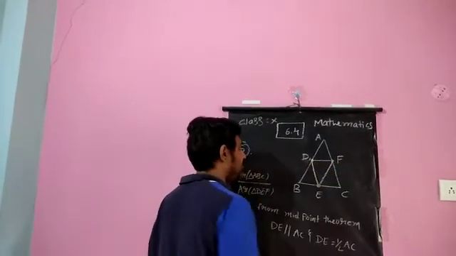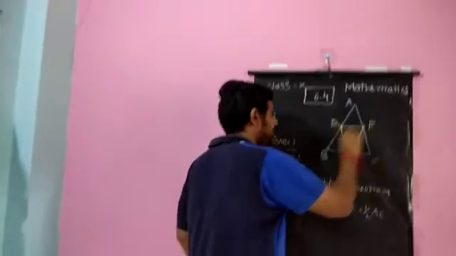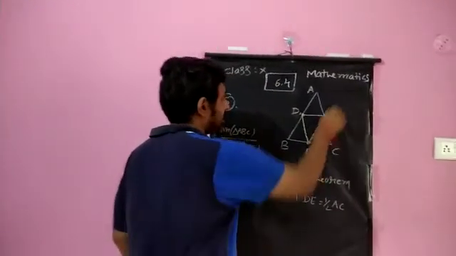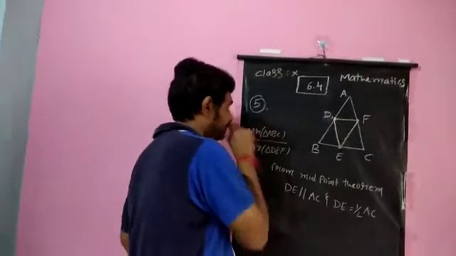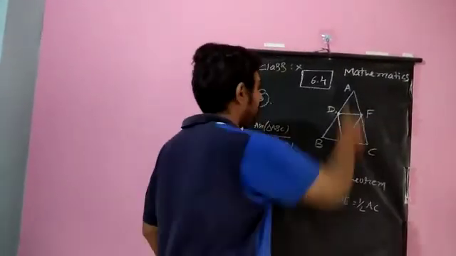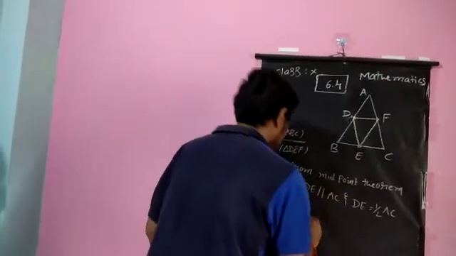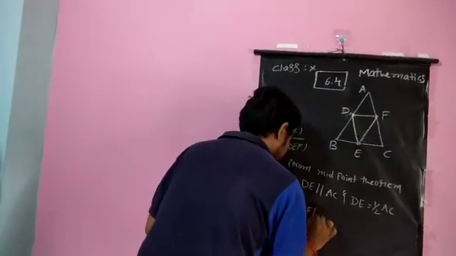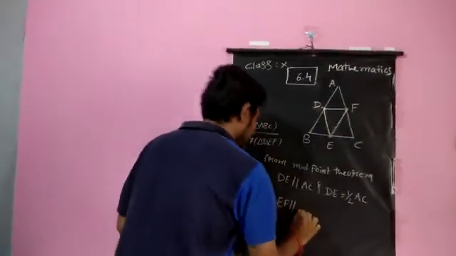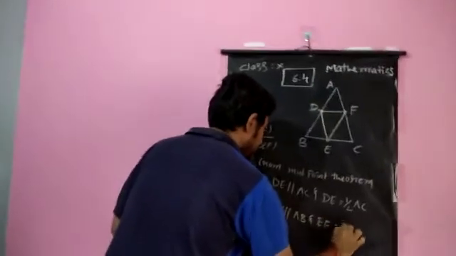DE is parallel to AC, which means DE is also parallel to FC. Similarly for EF, this EF is the line segment formed by joining the midpoints of AC and BC. So EF will be parallel to the third side, that is AB. EF is parallel to AB and EF equals half of AB.